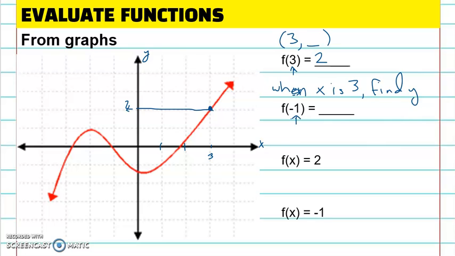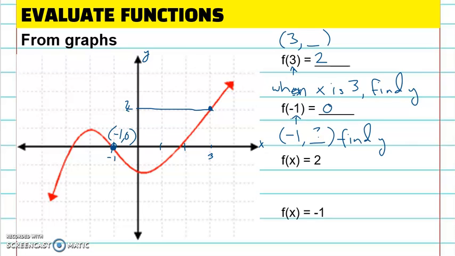Okay, so again, I got f of -1, so that's saying when x is -1, what is y, right? So we're finding y again. Okay, so x is -1, so I'm going away from the origin to the left. There's -1. Oh, hey, it hits the graph right there. Okay, so this is (-1, 0). So f of -1 equals 0.